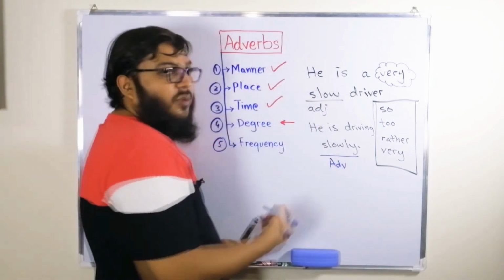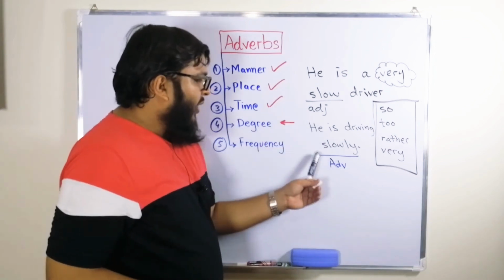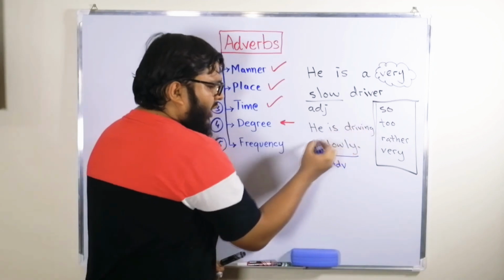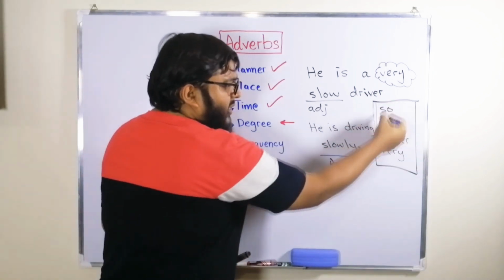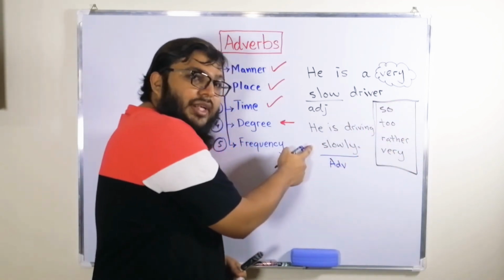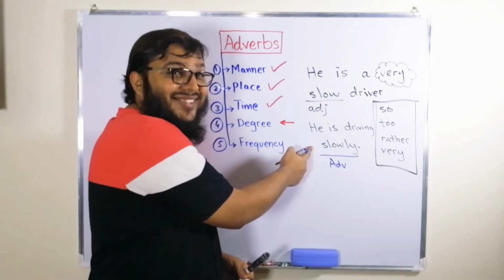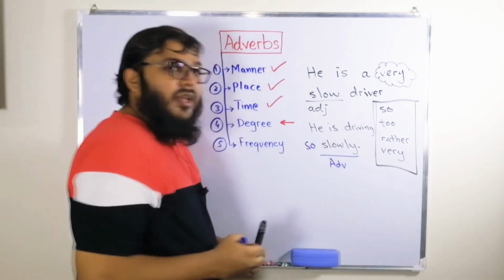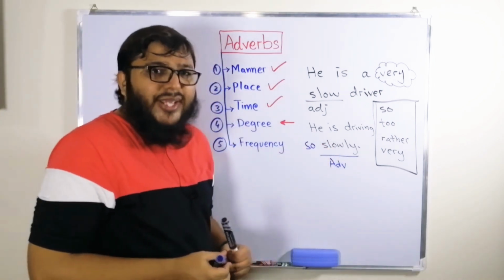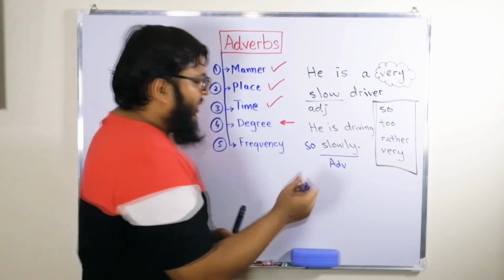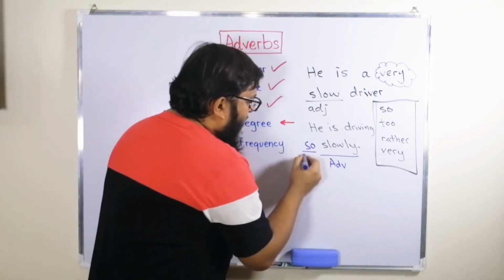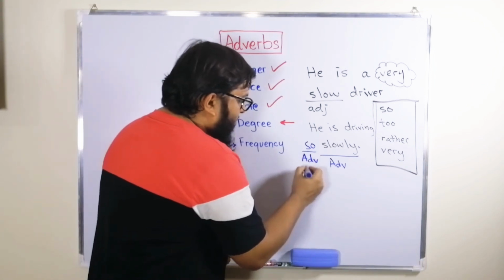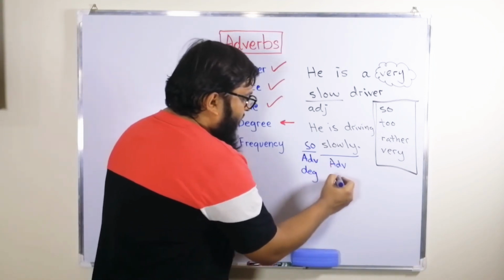We learned just before, this is an adverb of manner. He is driving slowly. If I say he is driving, can I use any of these words here before slowly? Yes, I can use it. What is it? I can use the word so: slowly. If I say he's driving so slowly, slowly is an adverb, and so is also another adverb, but this so is an adverb of degree, and this is an adverb of manner.